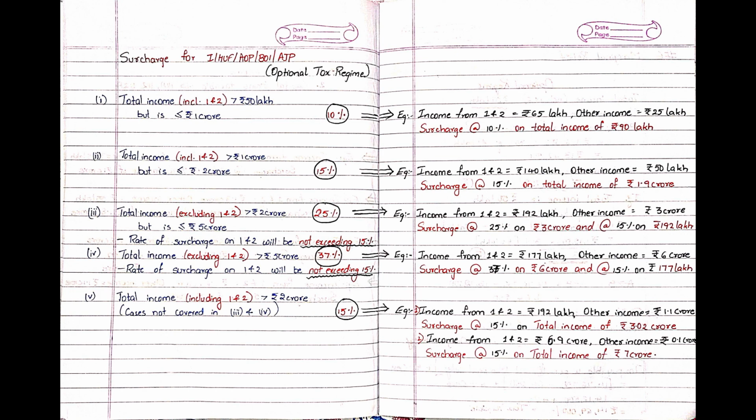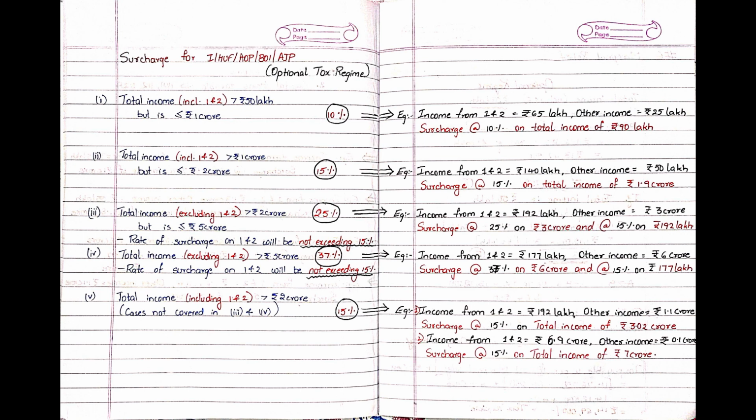Next, the total income excluding 1 and 2. So, other than the income from 1 and 2, the other income part has exceeded rupees 5 crores. In such a case, surcharge will be 37%. And the rate of surcharge on 1 and 2 will be not exceeding 15%.